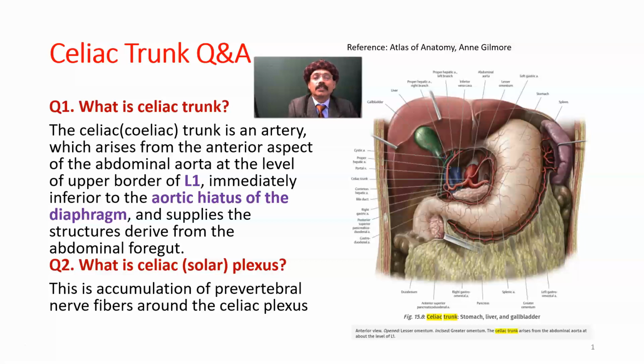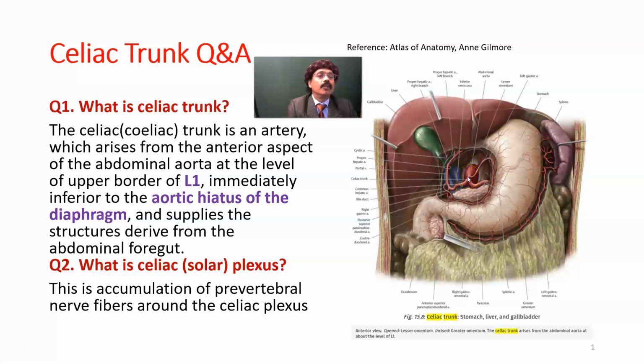So what is celiac trunk? The celiac trunk is an artery. It is a very short artery but with a very big distribution, which arises from the anterior or ventral aspect of the abdominal aorta at the level of the upper border of lumbar vertebra 1, immediately inferior to the aortic hiatus of the diaphragm. Okay, this is the aortic hiatus of the diaphragm. So its level is T12. Just below that we have the celiac trunk.